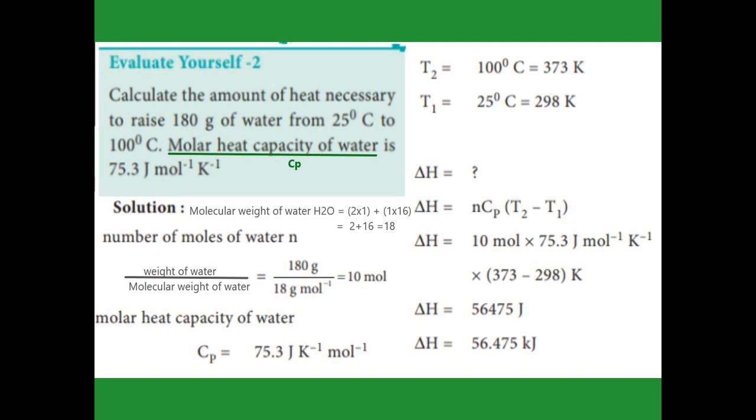Now the question asks for the amount of heat. So the amount of heat means delta H value is equal to n into Cp into T2 minus T1. N value is 10 mole and Cp value is given. Substituting the Cp value, T2 value and T1 value, we get the answer 56,475 joule. Then calculating in kilojoule, divided by 1000, we get the amount of heat delta H is equal to 56.475 kilojoule.